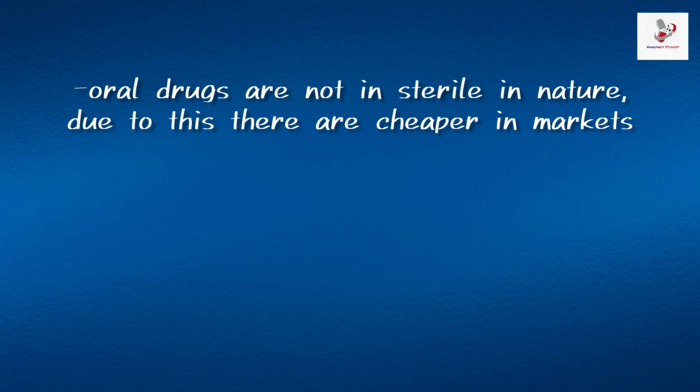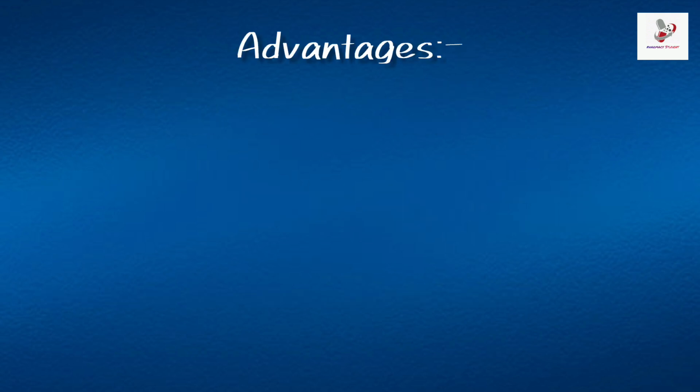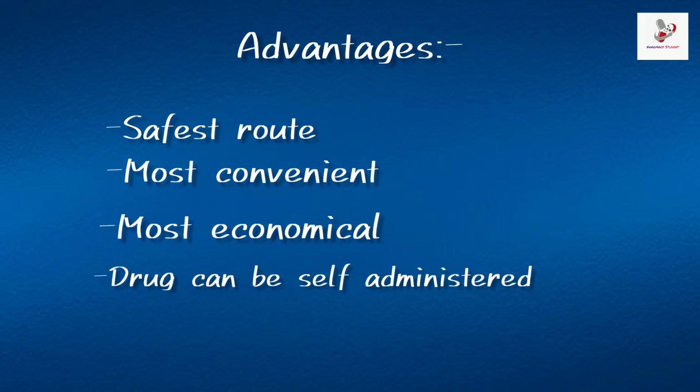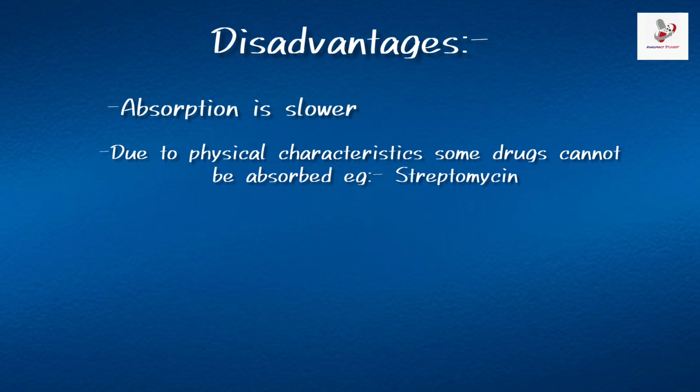And the oral route includes two types of dosage form. One is solid dosage form and second one is liquid dosage form. In solid dosage form, we use powders, tablets, capsules, granules, molded tablets, and gastrointestinal therapeutics. In liquid dosage form, we use elixirs, syrups, and emulsions. The advantages of the oral route are it is the safest route, most convenient, most economical, and drugs can be self-administered and it is a non-invasive route. And the disadvantages are onset of action is slower as absorption needs time, and some drugs may not be absorbed due to certain physiological characteristics.